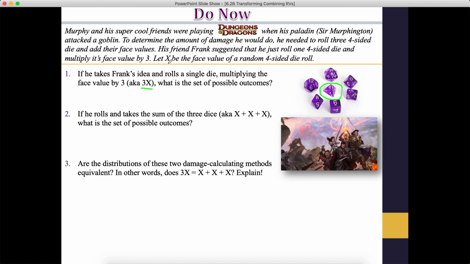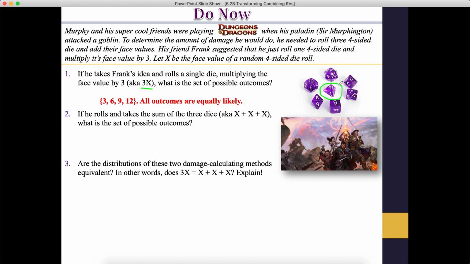Like by definition, it has a set of outcomes, 1, 2, 3, 4, and then a set of corresponding probabilities, which would just be 1/4 for each of those, because all the faces are equally likely. So what's the set of possible outcomes for 3x, which is to say, I take a random outcome of x and then multiply it by 3. Well, instead of 1, 2, 3, 4, I have their triples, 3, 6, 9, 12. And just as with the original die roll, with the original random variable x, all the outcomes are equally likely. Well, what about the actual situation that the game calls for?